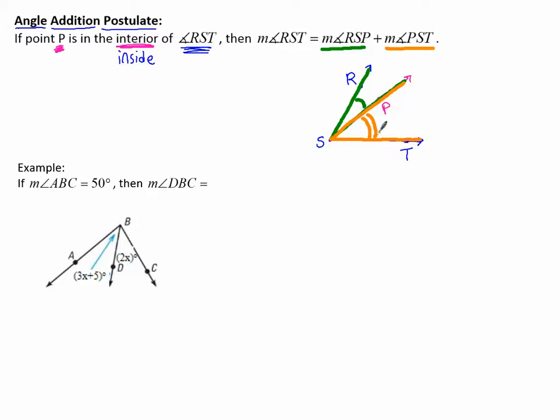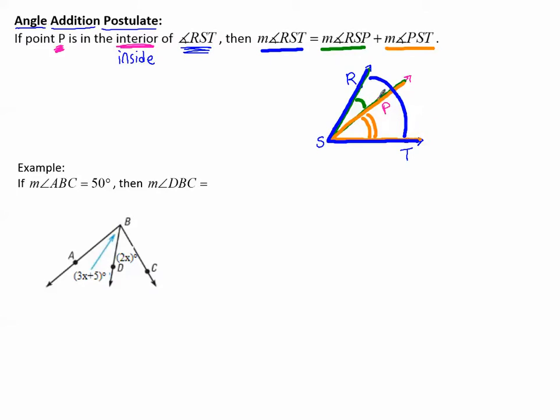Notice those two angles are adjacent. They share side SP. What this is saying is we add this little angle with this little angle, and it creates the large angle, angle RST, from R through S and out to T, this large angle. So going part of the way, going the rest of the way, creates that entire way across.